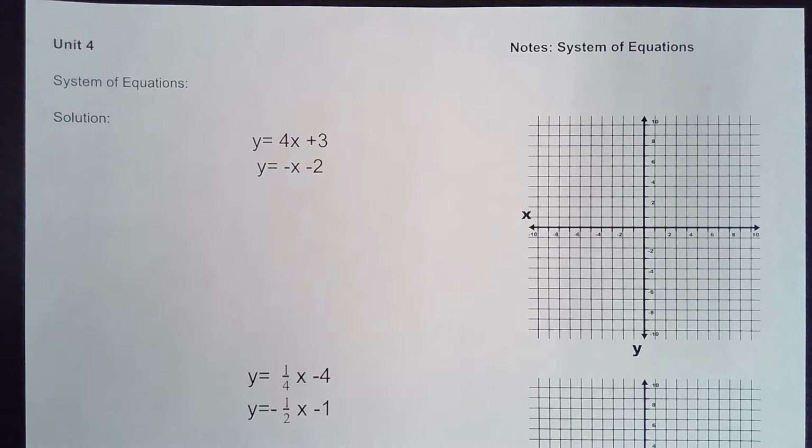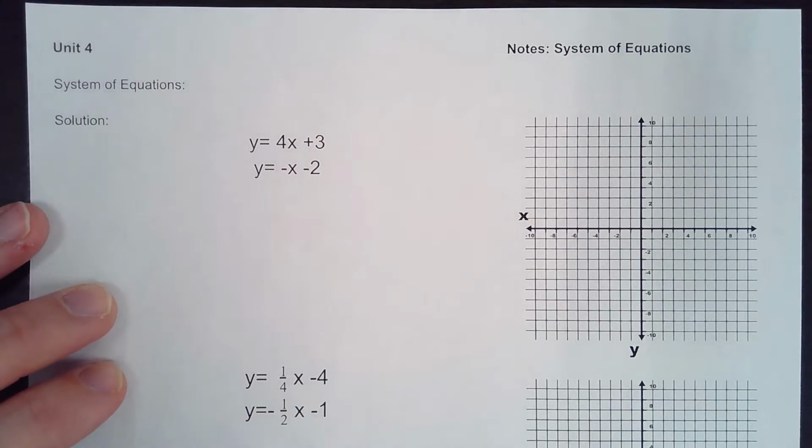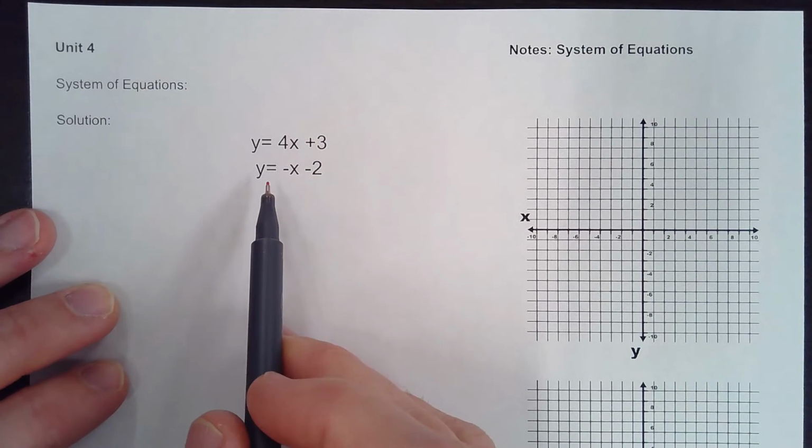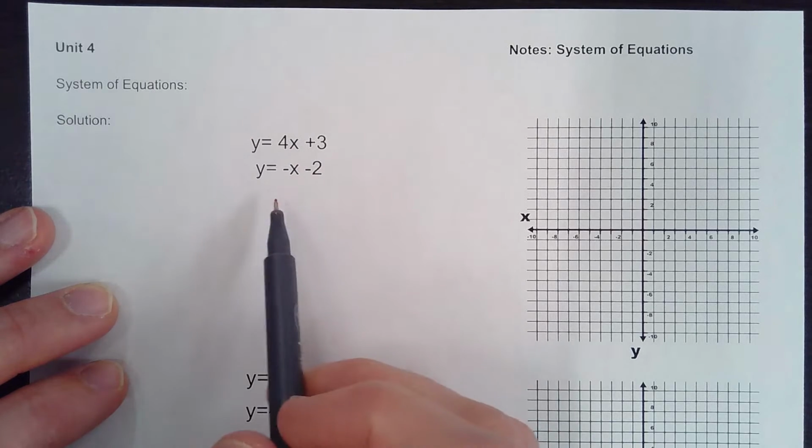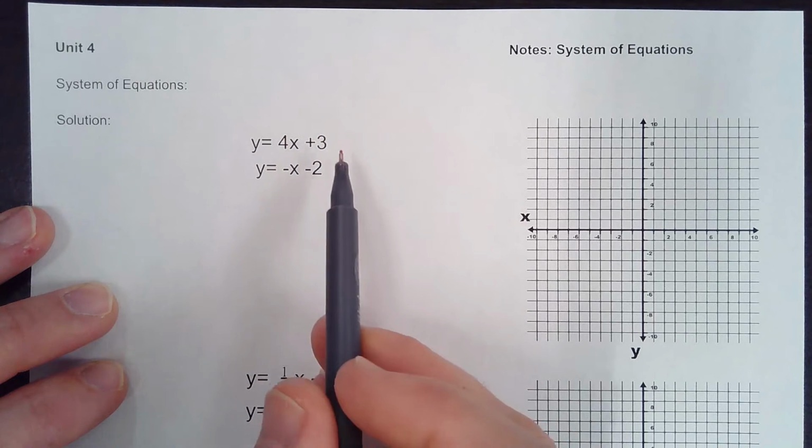Kura. Today we're going to start talking about systems of equations. So a system of equations is when we have more than one equation that go together and make a system. So here's an example of it.